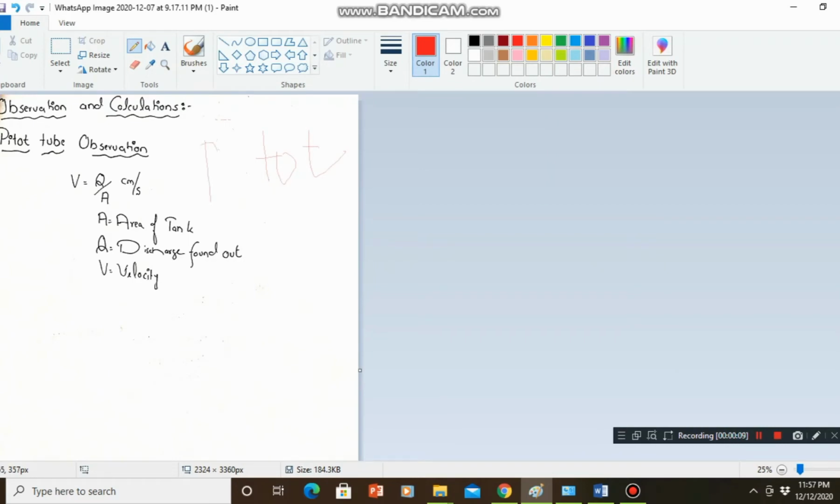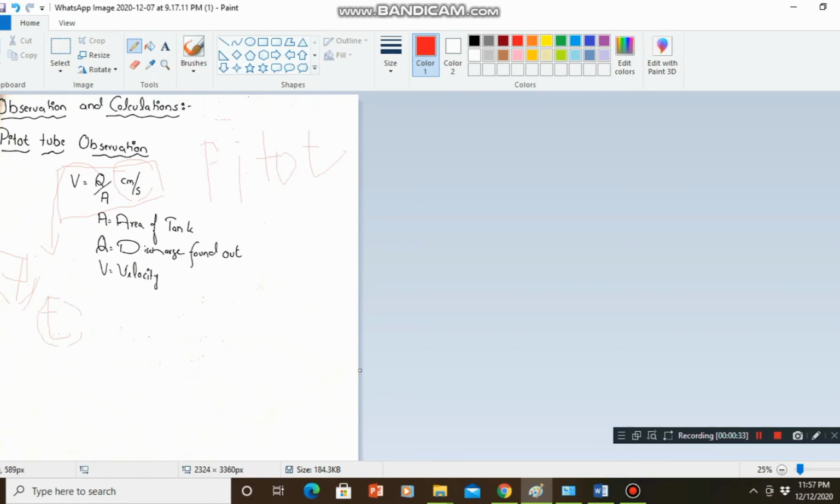Observation of the Pitot tube. Here the formula is V is equal to Q by A. The velocity will be found in centimeters per second. For Q, we have the formula volume over time: how much volume has been collected in the manometer of the hydraulic bench divided by the time recorded.